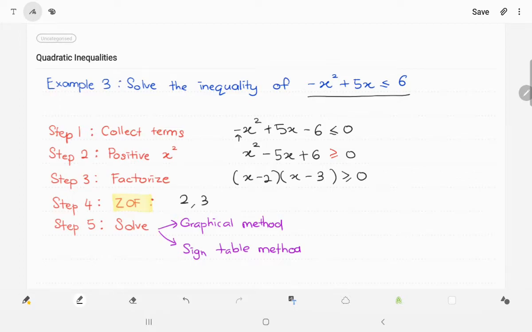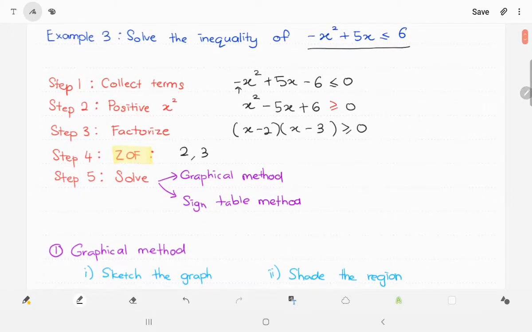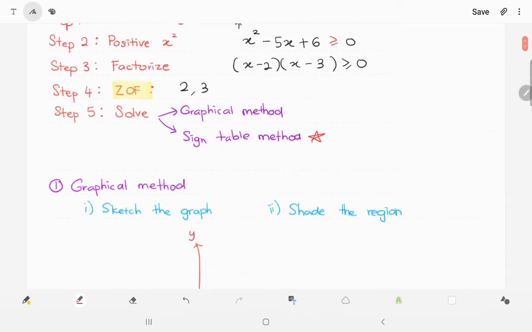Okay, and then after we find the ZOF, we go to step number 5, which is solve. So we have two methods. The first one is graphical method. The second one is sign table method. But usually I prefer to use sign table because sign table can be used in rational inequalities, absolute inequalities, and it is a very important method that you need to master, not just understand but master it. Okay, so now we go to the first method first, graphical method.